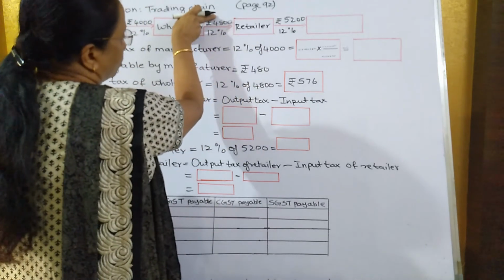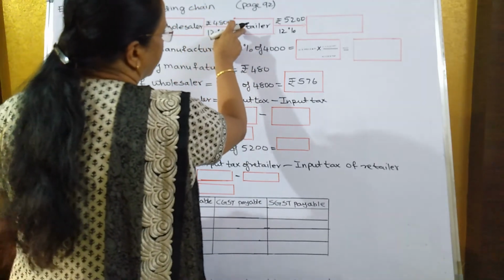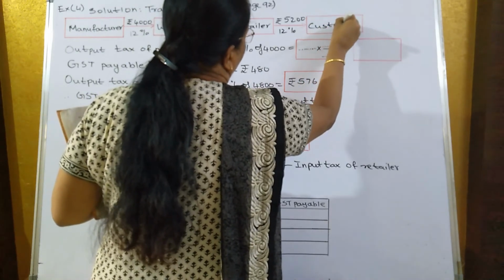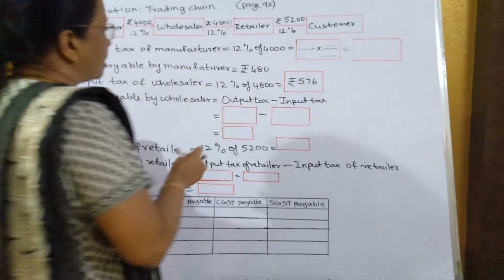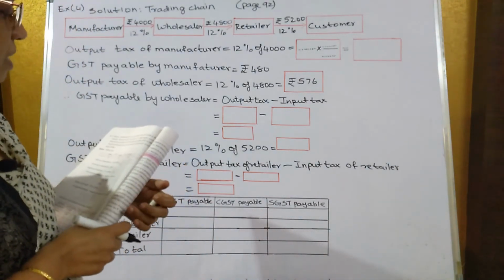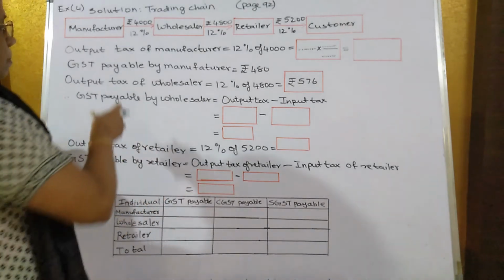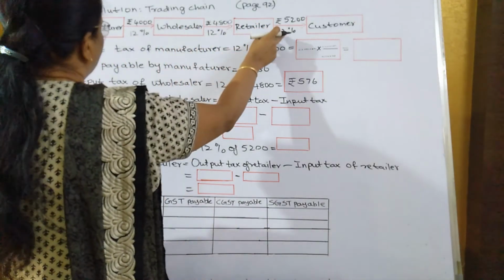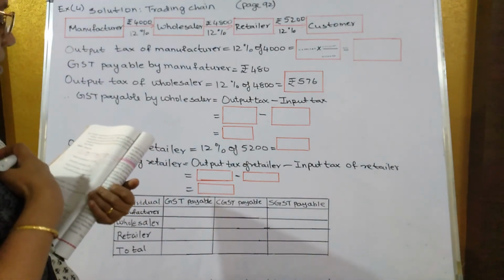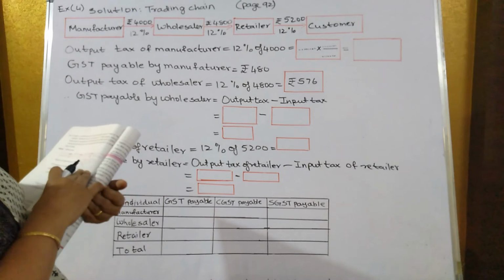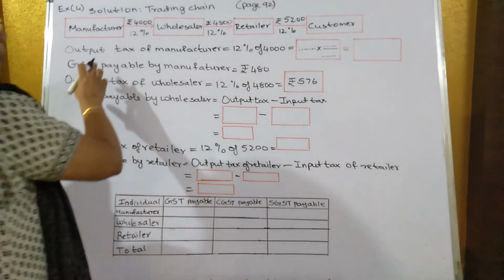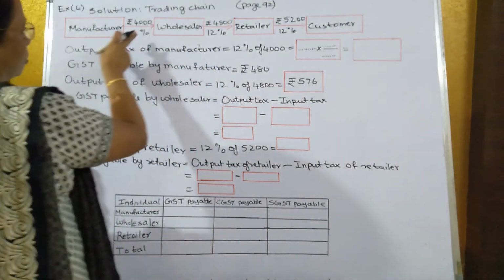and the wholesaler sold the cycle to the retailer at rupees 4,800, and the retailer sold it to the customer at rupees 5,200. Rate of GST is 12%. At each step, the rate of GST is everywhere 12%. Complete the following activity to find the payable CGST, SGST at each stage of trading.